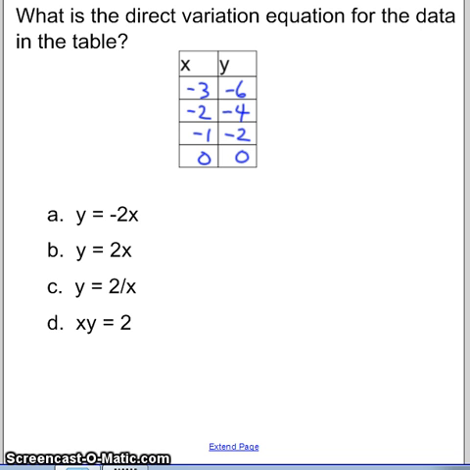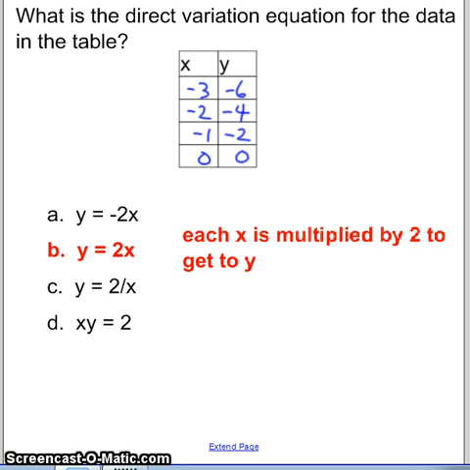What is the direct variation equation for the data table? So we know we're looking for y equals kx because it's direct variation. So the question is, what are we multiplying all of these by to get these? Well, negative 3 times 2 is negative 6. So B is going to be your answer.